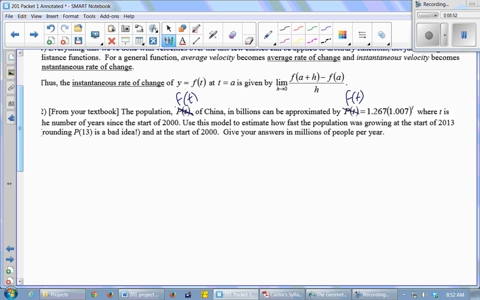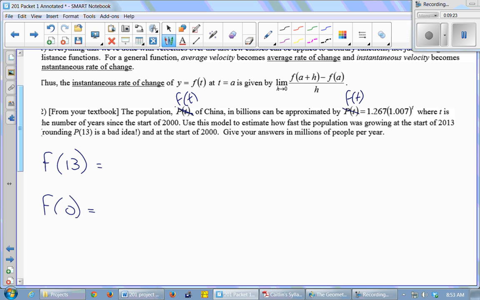And rounding is a really bad idea here. We're not going to round anything. And then we also want to know how fast it was changing at the start of the year 2000. So what t values correspond to the year 2013 and the year 2000? 13 and 0, yeah. So can I just do this? Just plug them in and those will be my answers?